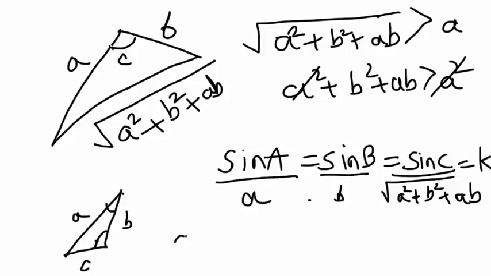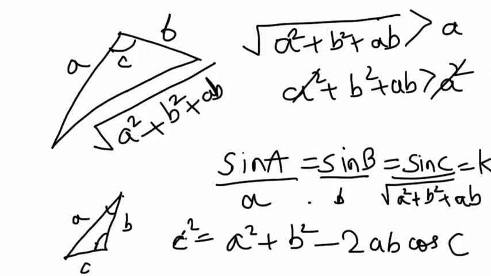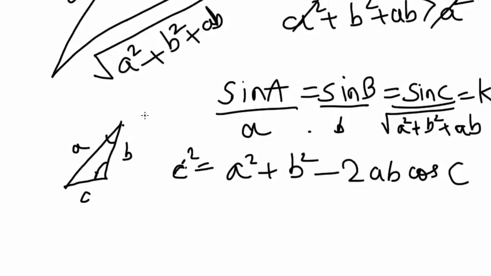Since we want to calculate C, I have to write the cosine rule for the side opposite to C. So it's going to be c square is equal to a square plus b square minus 2ab cosine of the angle included between a and b, which is C. Using this equation, c square, we are given, is equal to a square plus b square plus ab.